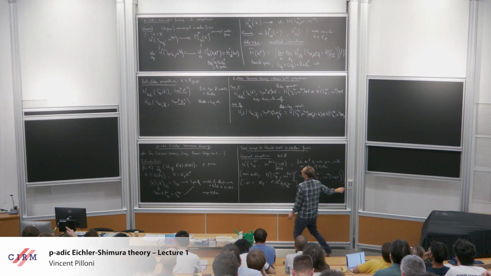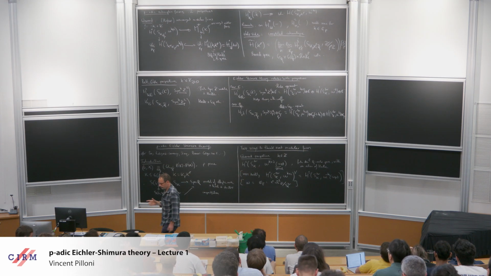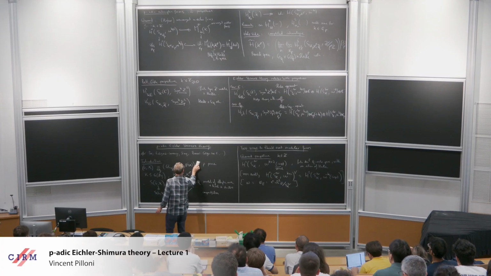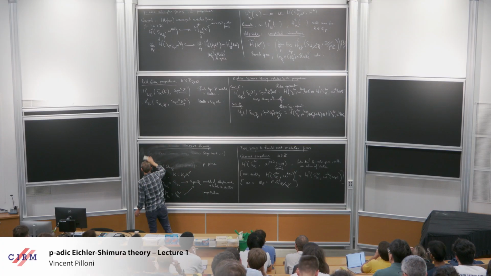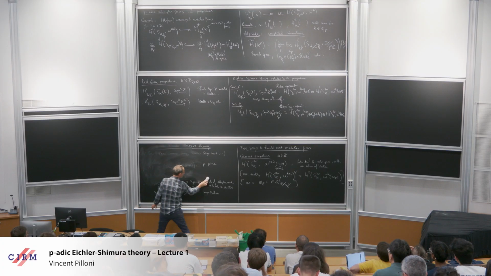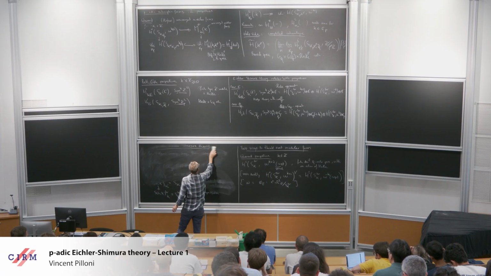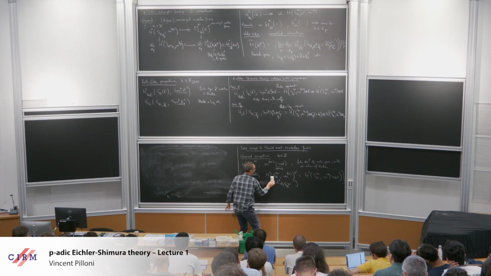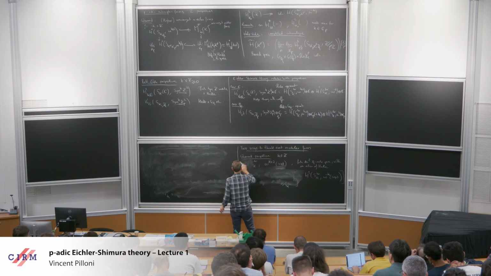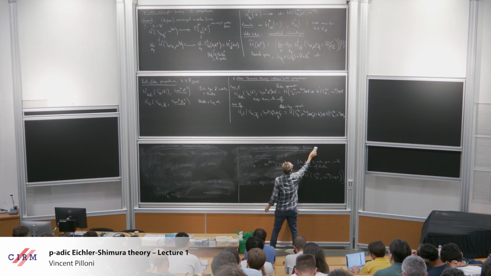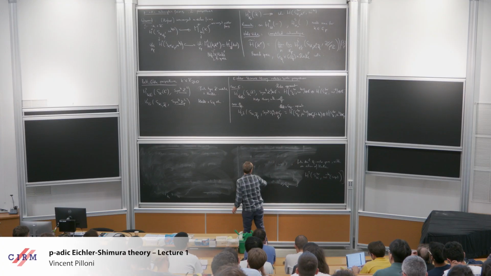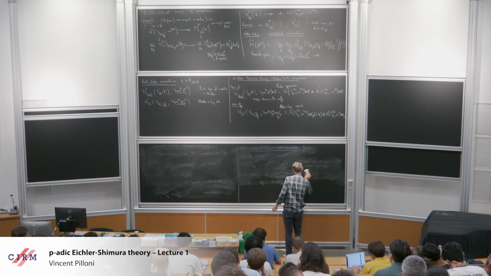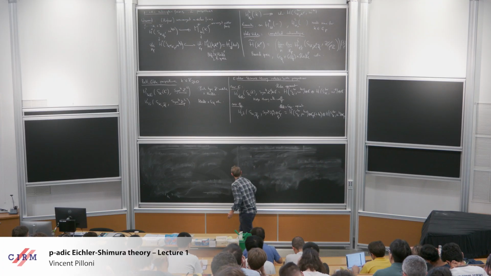Okay, all right. So now it makes sense to ask the same question as before. I mean, is there a way to compare both series of automorphic forms? Okay. Right.